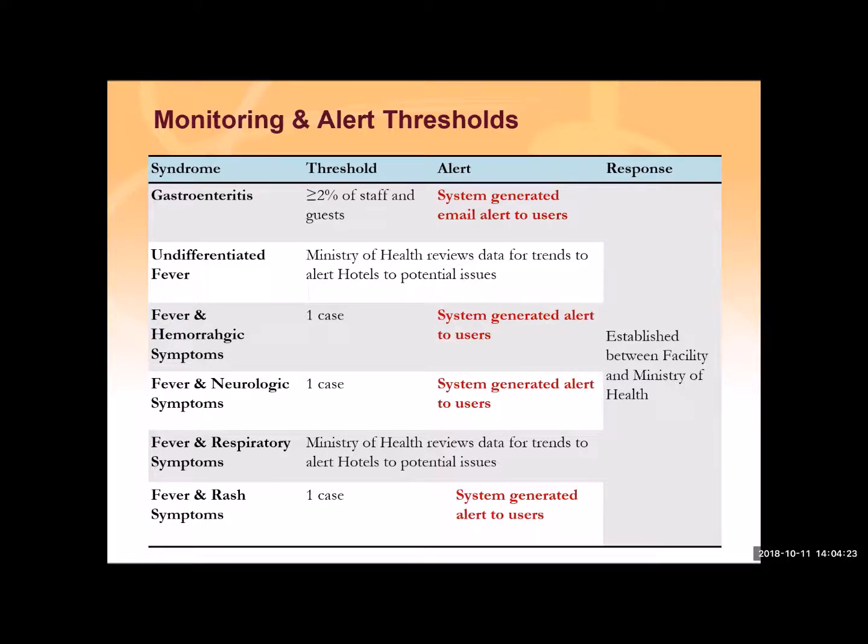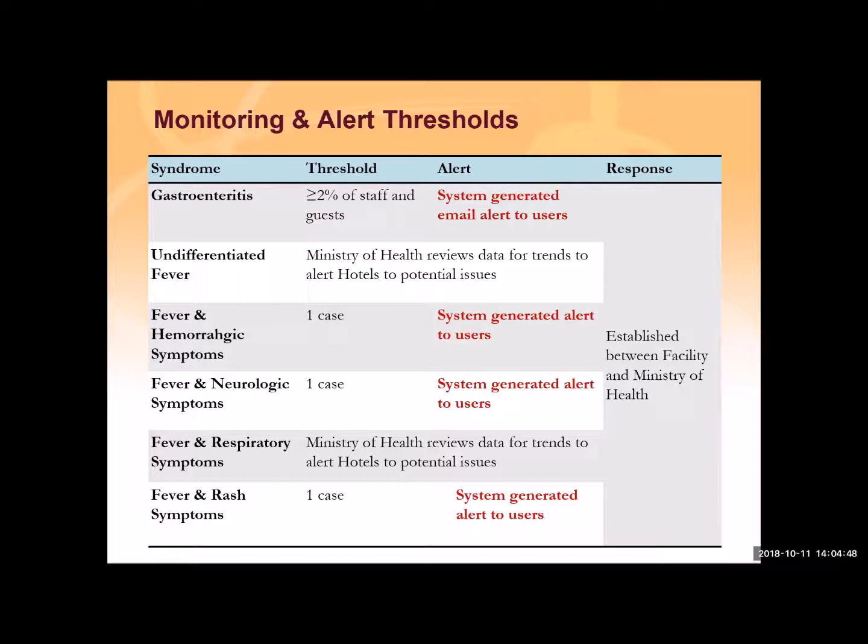So the Ministry of Health will determine whether they are worried about a case of undifferentiated fever depending on what is happening nationally. Fever and hemorrhagic symptoms may be something that is more severe. So one case will generate an alert to both the user and the Ministry of Health. Also, fever and neurologic symptoms will generate an alert immediately to the user and to the Ministry of Health.